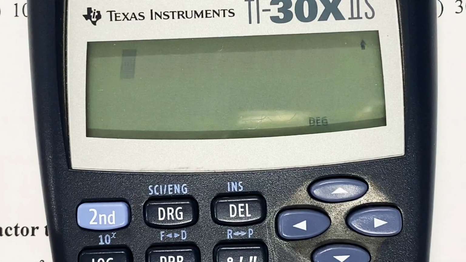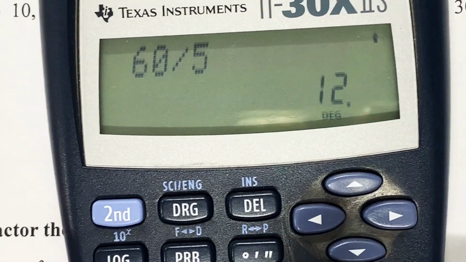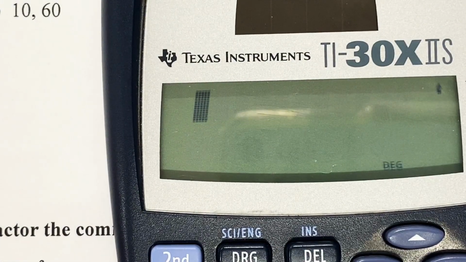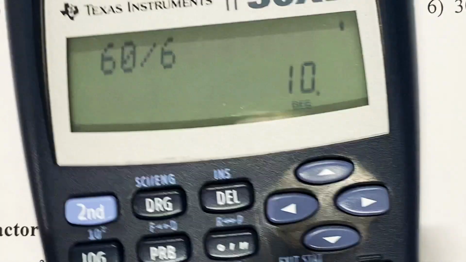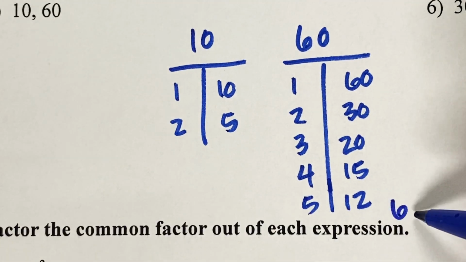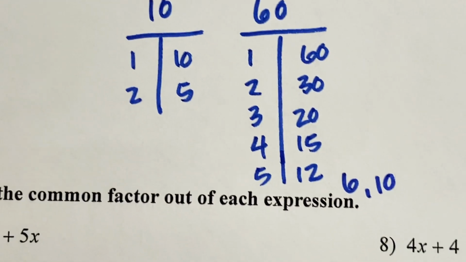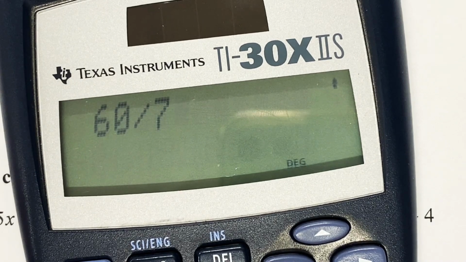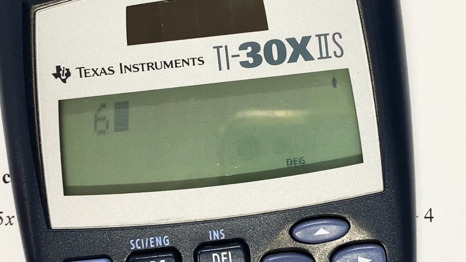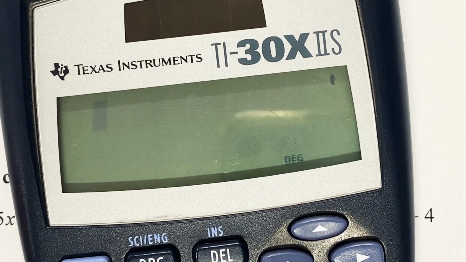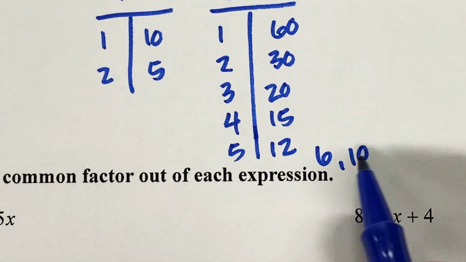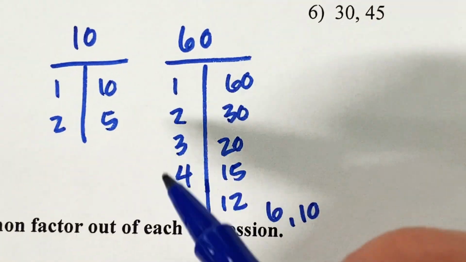Okay, let's check 5, 60 divided by 5, if you don't know this off the top of your head. 5 and 12. Okay, let's try 60 divided by 6. 6 and 10. Sorry, I'm running out of room. Okay, 7, let's just try. Probably not, though. Nope. Maybe 8. Nope, that's a decimal. 9, no. 10, yes, but we already got it.